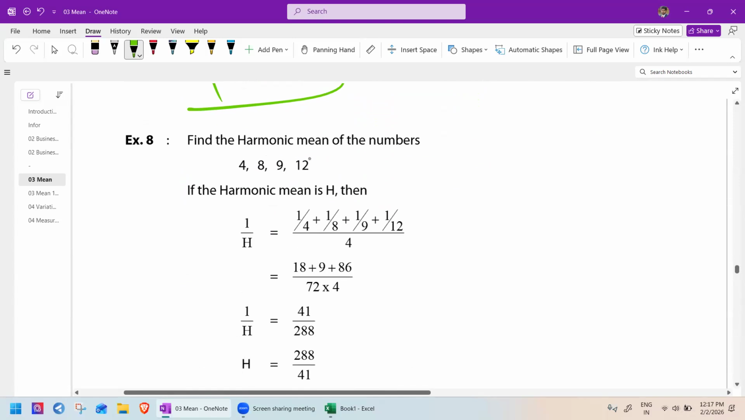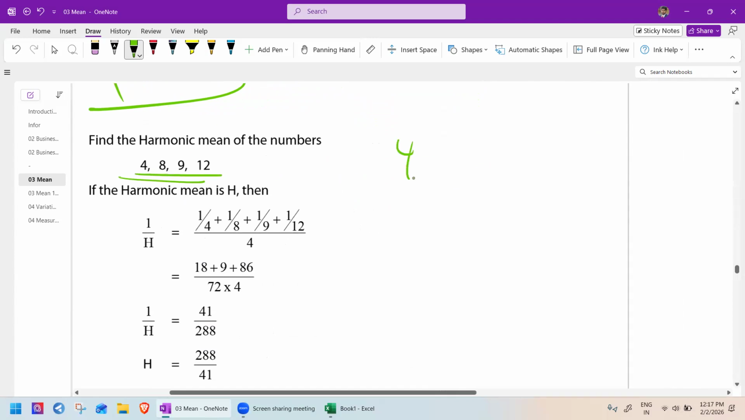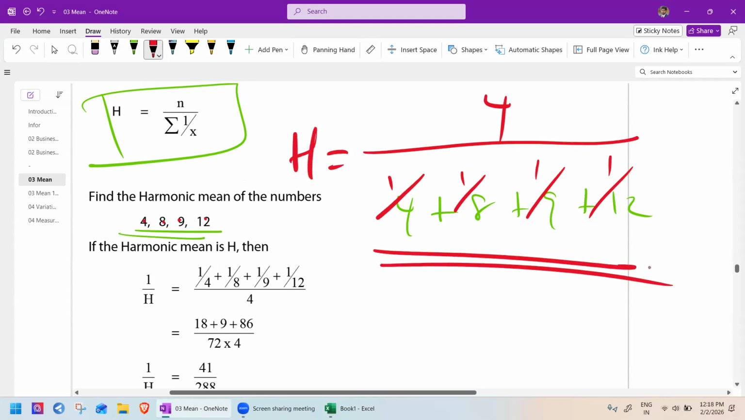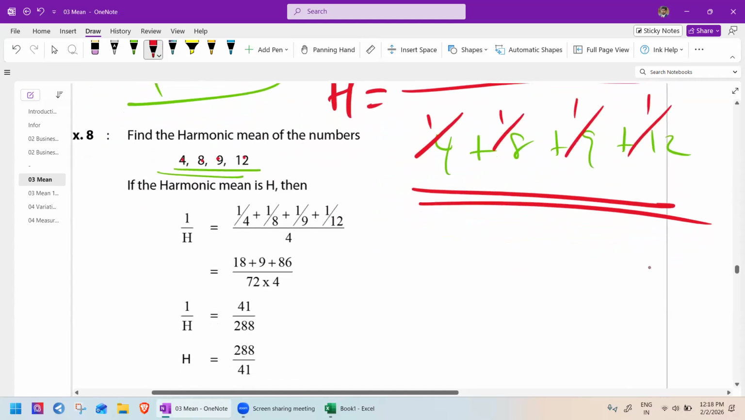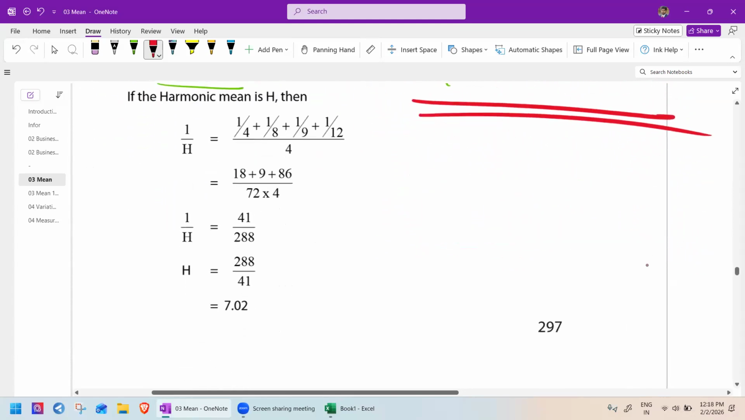Find the harmonic mean of the numbers 4, 8, 9, 12. Simply we take the reciprocals: 1 over 4, 1 over 8, 1 over 9, 1 over 12. And how many observations? 1, 2, 3, 4. There are 4 observations. Then this is equal to the harmonic mean. Very simple. You can get the answer.